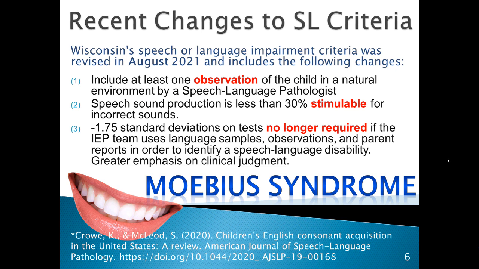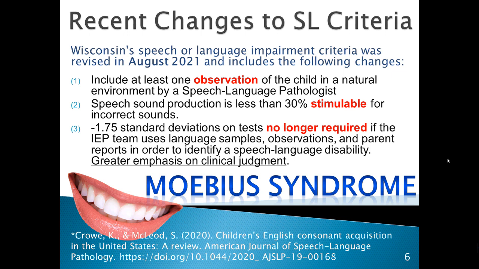Recent changes to speech language criteria in Wisconsin in 2021. The first, that speech language pathologists are required to observe the child in their natural environment, could be the classroom, a daycare, as part of the evaluation. Number 2, speech sound production is less than 30% stimulable for incorrect sounds.